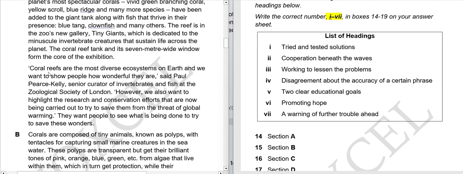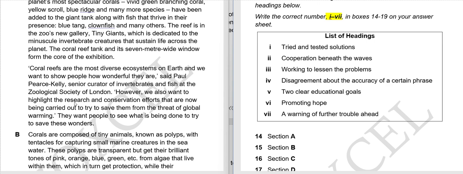Coral reefs are the most diverse ecosystems on earth, and we want to show people how wonderful they are, said Paul Pierce Kelly, senior curator of the invertebrates and fish at Zoological Society of London. So this is the person there. However, we also want to highlight the research and conservation efforts that are now being carried out to save them from the threat of global warming. They want people to see what is being done to try to save these wonders.